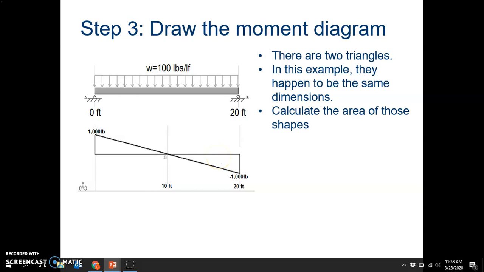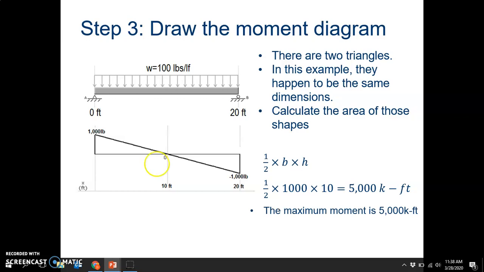So we're going to calculate the area of that shape. You should know that the area of a triangle is 1/2 base times height. So 1/2 times 10 times 1,000 gives me 5,000 kip feet. So the maximum moment is 5,000 kip feet. And here is what that would look like. Like we said in the previous slide, if you have a distributed load, it's a triangle in shear and then a curved shape in the moment. So we start at 0, we curve up to the height of 5,000 kip feet, which is the area of this right here.